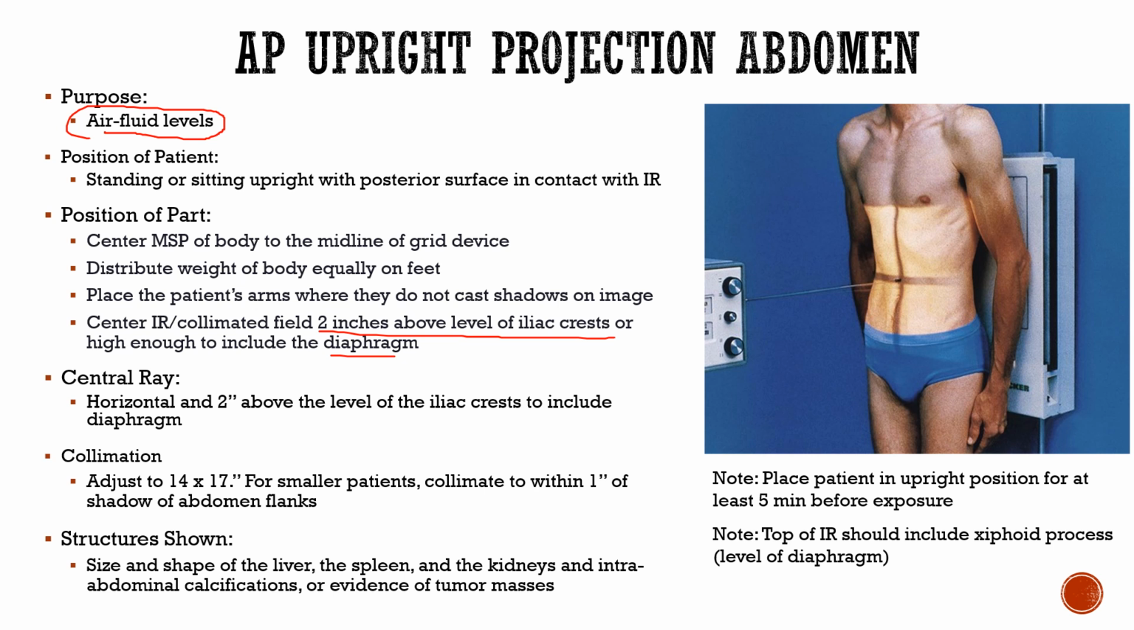We're going to adjust our image to 14 by 17, and just like we talked about on the previous image of the AP supine, we're going to collimate it within 1 inch of the shadow of the abdominal flanks for a smaller patient. Now we're going to be looking at the size and shape of the liver, the spleen, the kidneys, intra-abdominal calcifications, evidence of tumor masses, but the big thing is that we're looking for air fluid levels. So we want this patient in this upright position for how long? 5 minutes before the exposure. The top of the image receptor should include the xiphoid process, which is the level of the diaphragm.